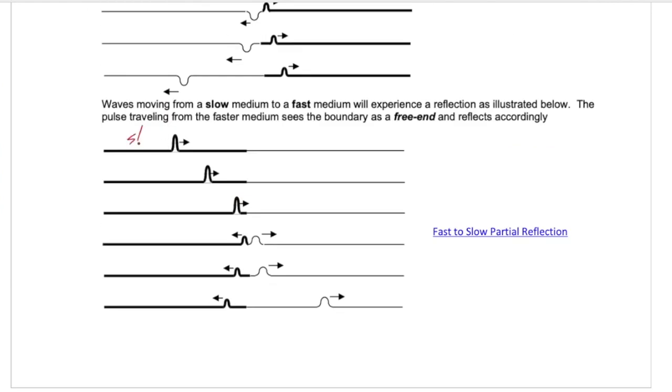But when we go from slow to fast, the second medium has no problem keeping up with the first medium. So it does not feel like there is any lag at all. The fast medium easily keeps up with it. As a result, it behaves like a free end reflection.